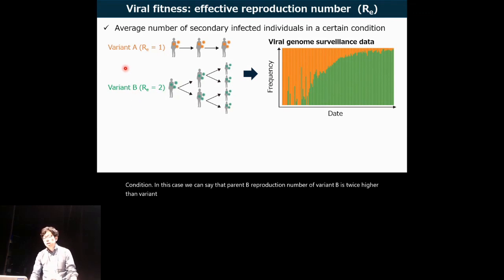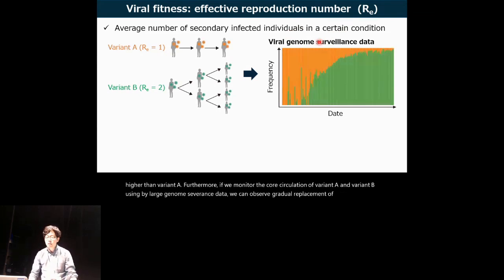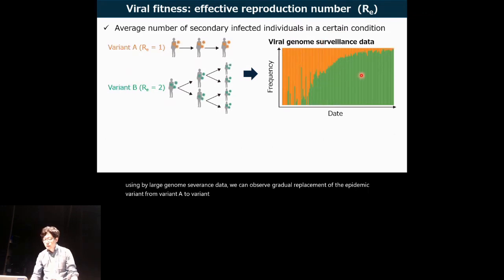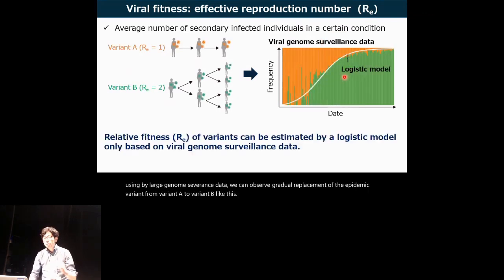Furthermore, if we monitor the co-circulation of variant A and variant B using viral genome surveillance data, we can observe gradual replacement of the epidemic variant from variant A to variant B like this. Furthermore, by fitting a logistic regression model to this kind of data, we can estimate the relative fitness between variants based only on the viral genome surveillance data. This is a typical method to estimate the viral fitness from the viral genome surveillance data.